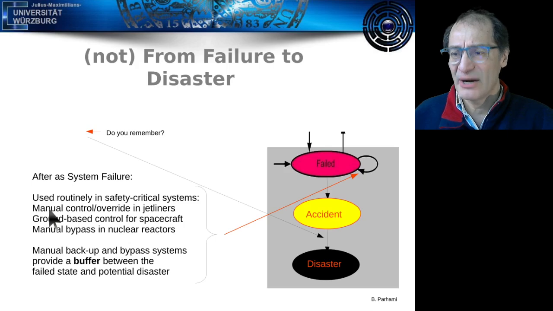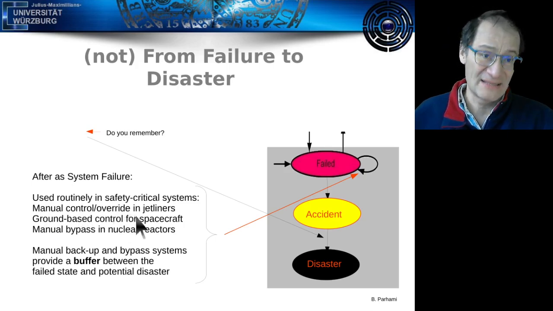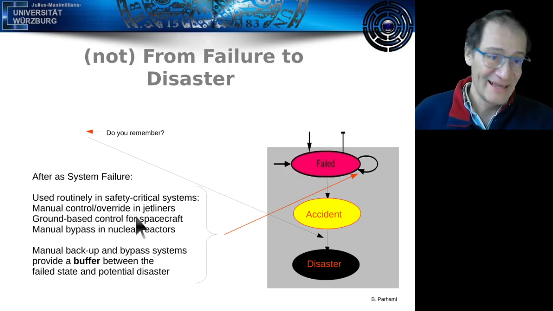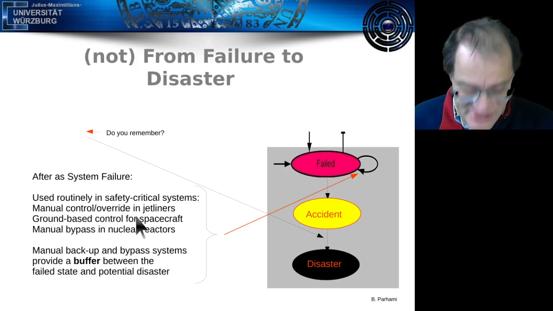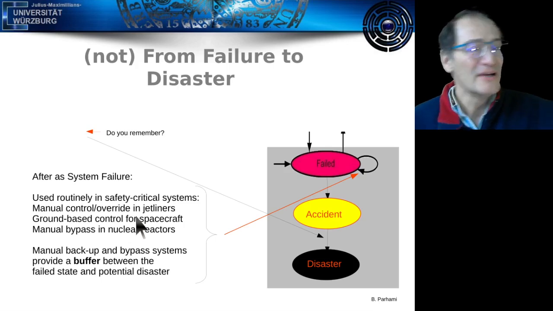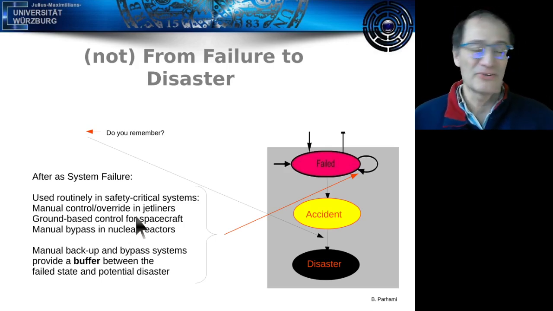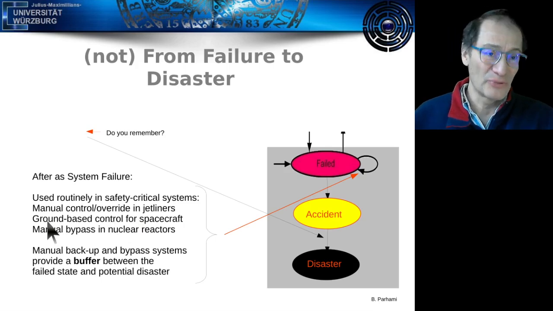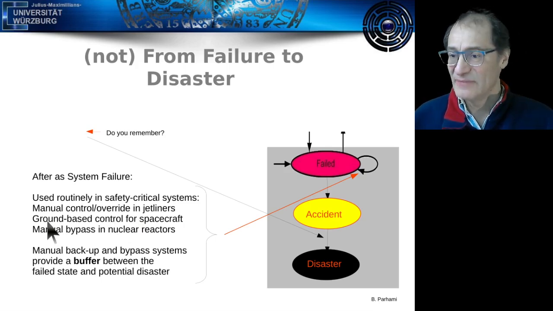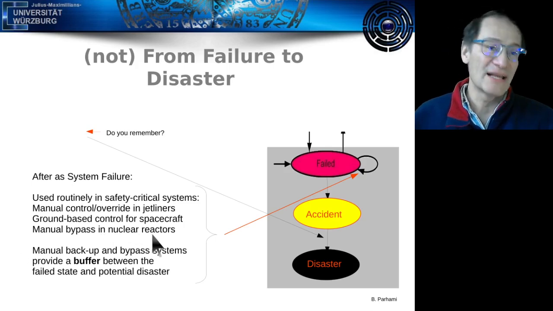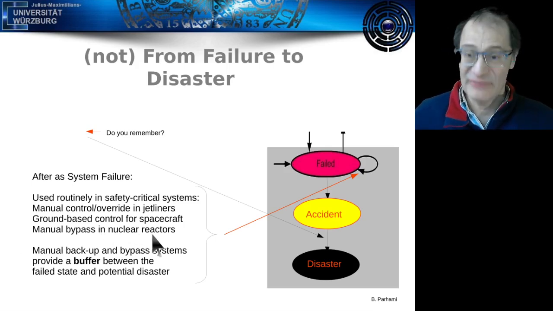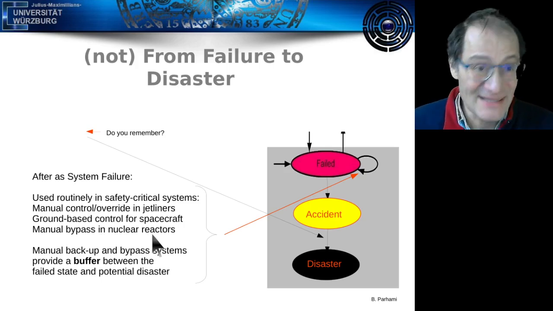For example, in aeroplanes, there are manual control and override of the controlling system. There is paper information which tells the pilot what to do: disconnect all control computers, disconnect all automatic systems and do it by hand. Maybe it will be possible to recover from the accident. Or in the case of spacecraft or satellites, turn off all automatic systems and do it by hand. Or manually bypassing a nuclear reactor. So if the system has failed, then do it by hand.